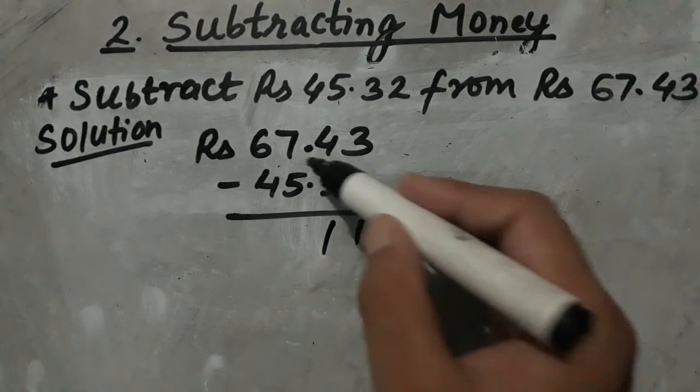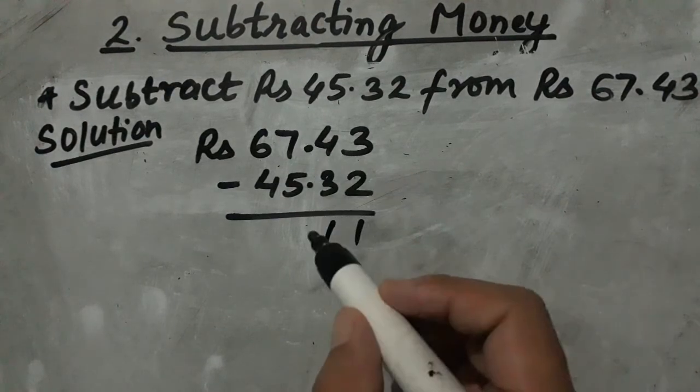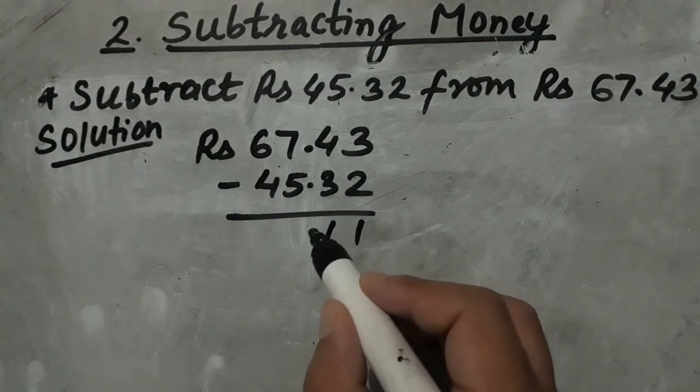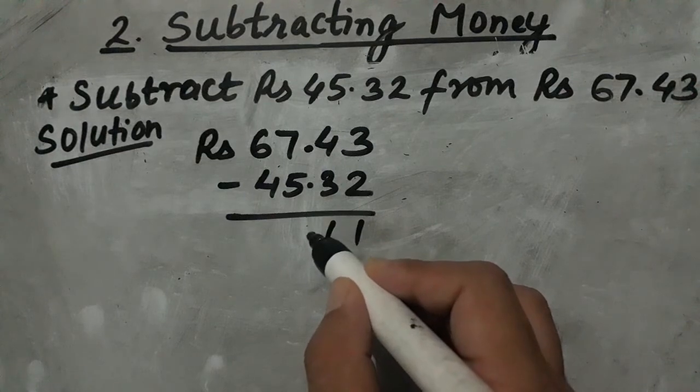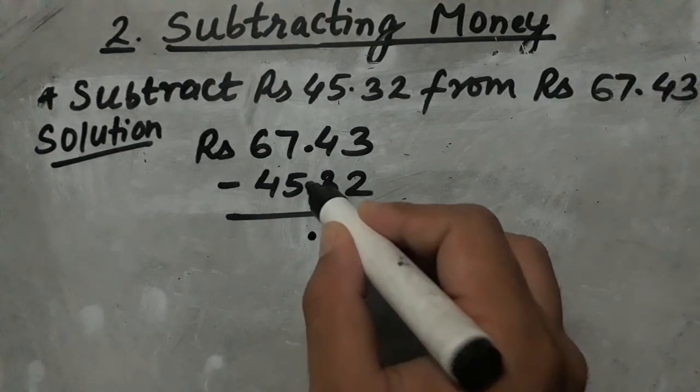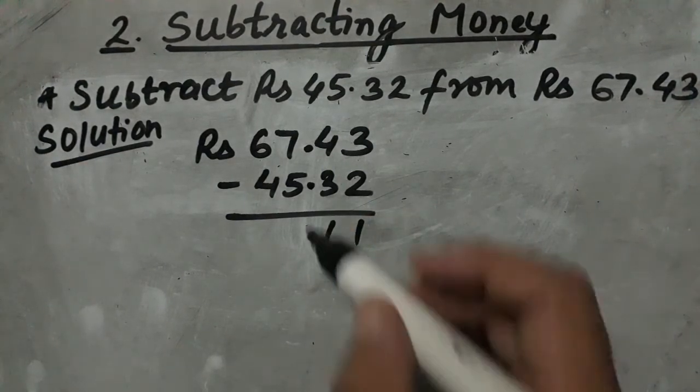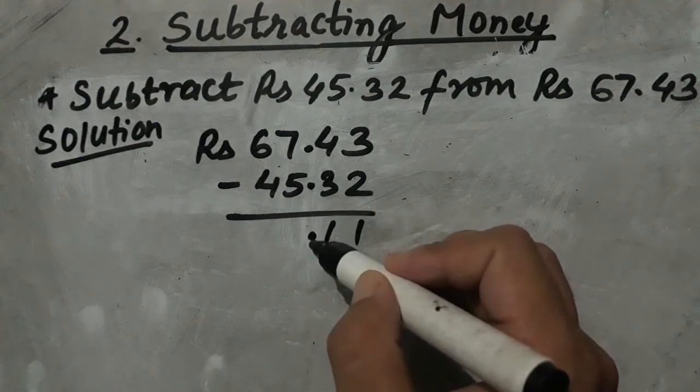Now we can see the decimal. In the result also we have to keep the decimal straight up, just below the previous one.